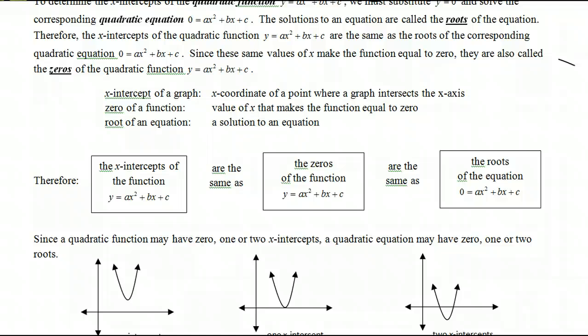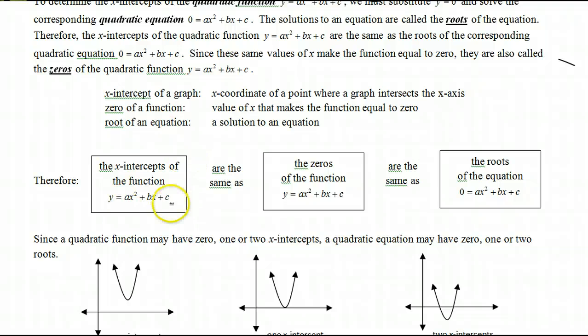Here it says we're going to find x-intercepts of a graph, which are the x-coordinates of a point where the graph intersects the x-axis. Those are also known as the zeros of a function. They're the value of x that makes the function equal to 0, right? y equals 0. What happens then? x-intercepts. And they are the roots of an equation. Roots of an equation are the solutions to the equation.